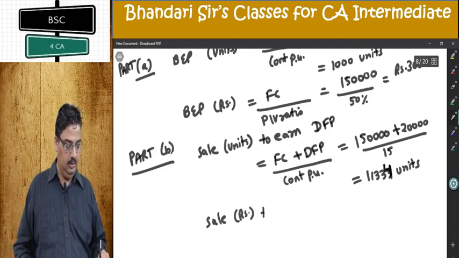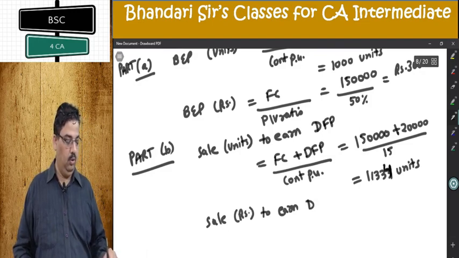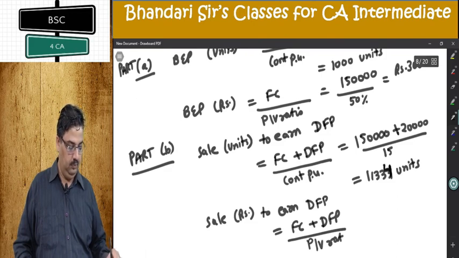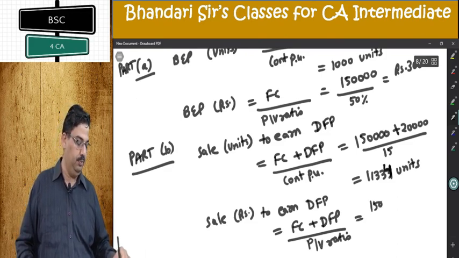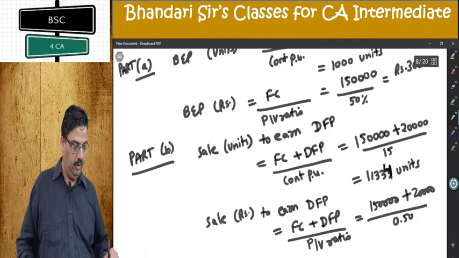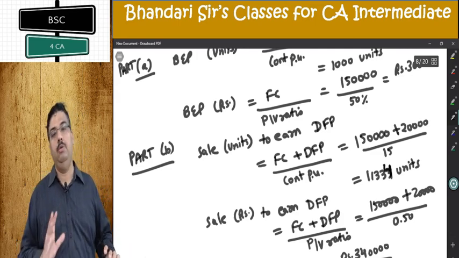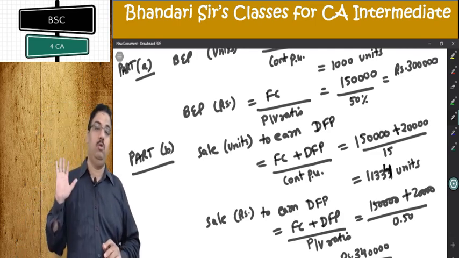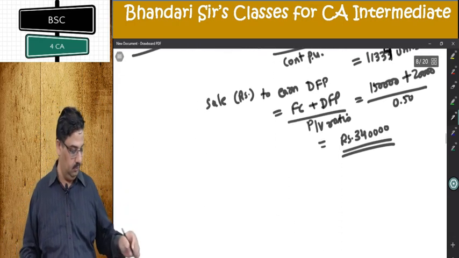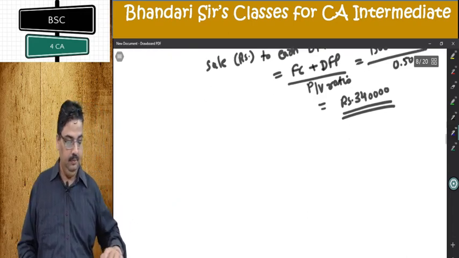Sale in rupees to earn desired fixed profit. Denominator is PV ratio, 50%. Rupees 3,40,000 is the perfect answer of part B. Very, very simple 3-4 marks question was there. This was A25.